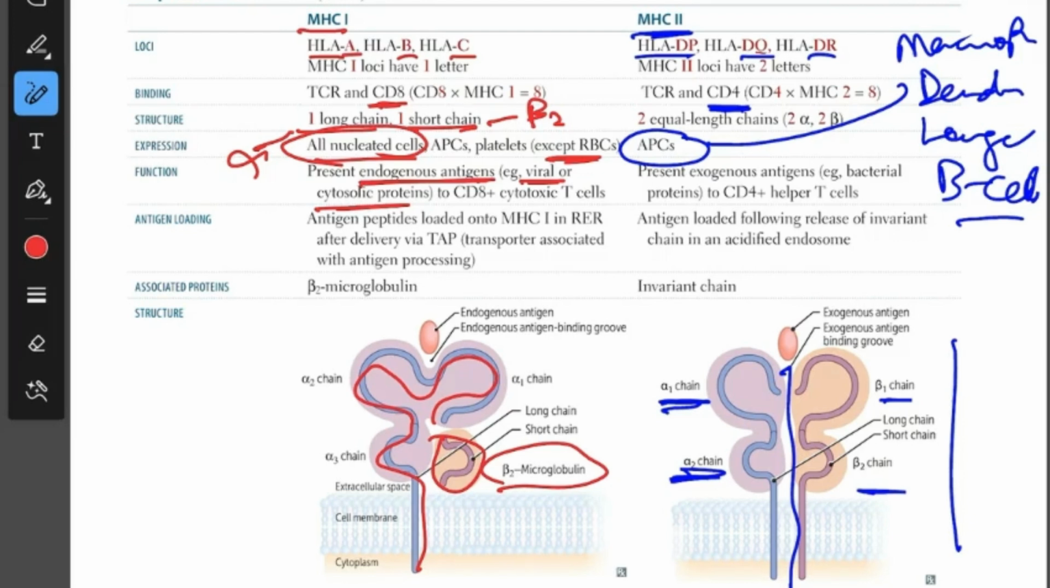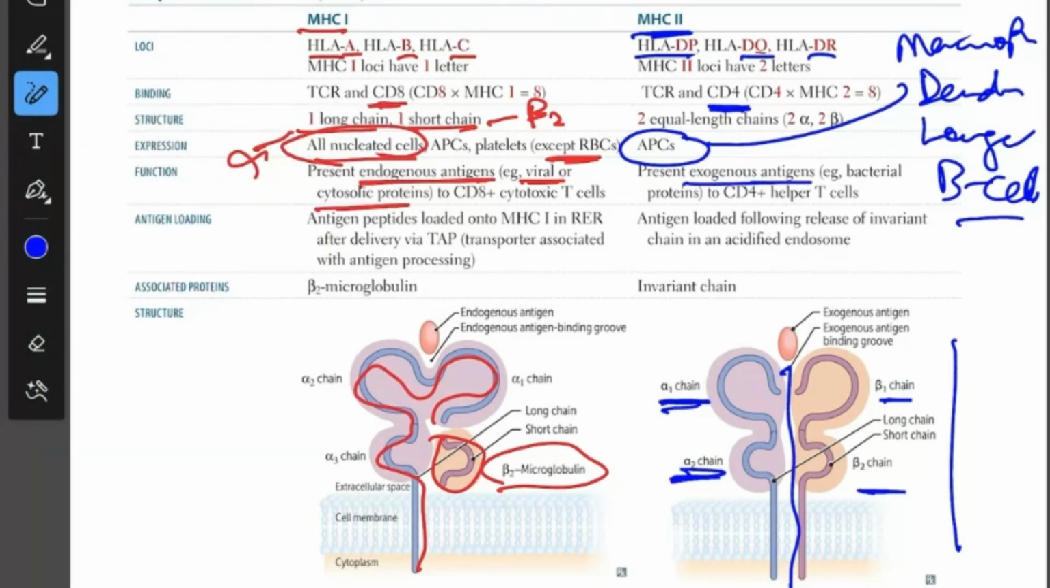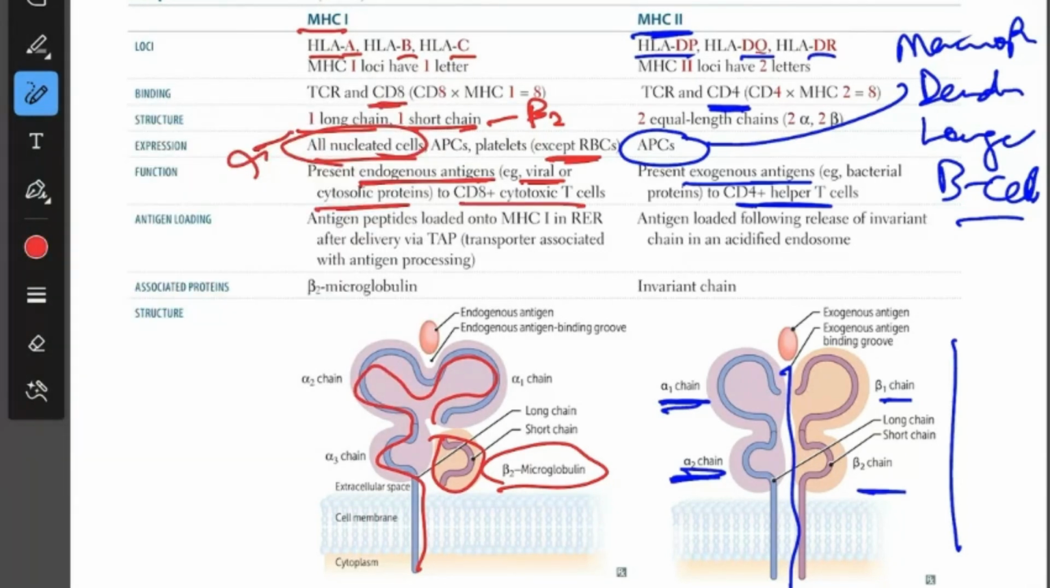While MHC II presents exogenous antigens, which the cell takes from outside its environment, processes, and then presents on its surface to CD4 helper cells. So the antigen presented on MHC I is recognized by CD8 cells, while that on MHC II is recognized by CD4 positive cells.